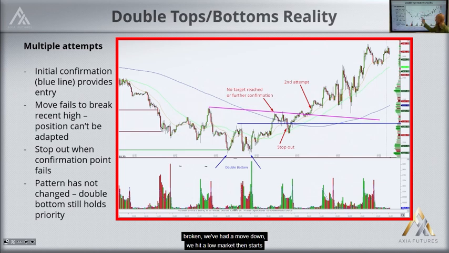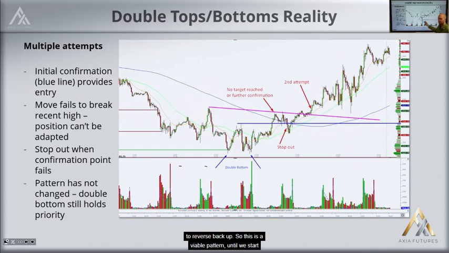We've had a move down, we hit a low, market then starts to reverse back up. So this is a viable pattern until we start to get down here and get through that low. Get through that low, boom, pattern's gone, trade's over. So the reality of this is, because the pattern's going to build, the opportunities will come in, you get this simple double bottom. This is a way of playing a reversal out of this move down that we've had.